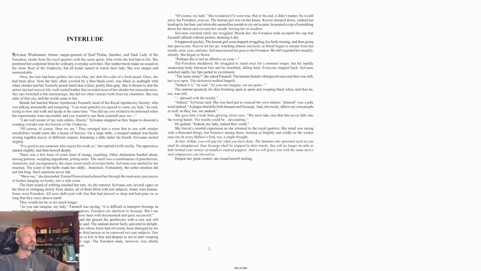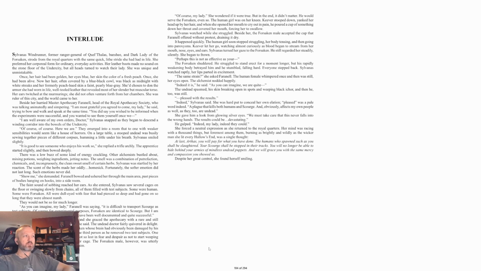So it's not chronological. Once her hair had been golden, her eyes blue, her skin the color of a fresh peach. Once she had been alive. Now her hair, often covered by a blue-black cowl, was black as midnight with white streaks, and her formerly peach-hued skin a faint, pearly blue-gray. She had chosen to don the armor she had worn in life, well-tooled leather that revealed most of her slender but muscular torso. Her ears twitched at the murmurings. She did not often venture forth from her chambers. She was ruler of this city, and the world came to her.